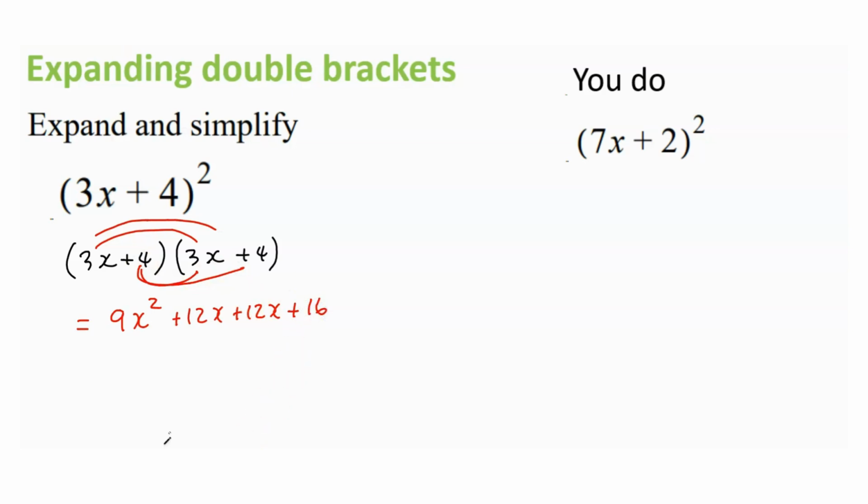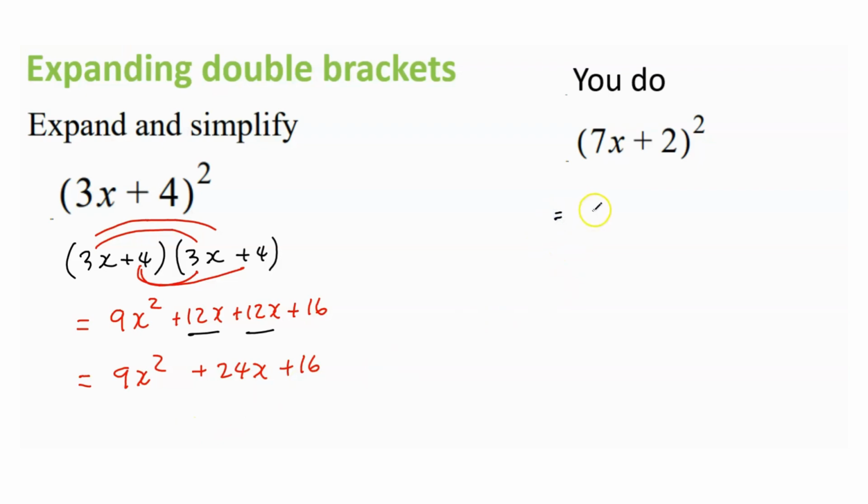So 12x and 12x here, they are like terms, so we can add them. Therefore, we get 9x squared plus 24x plus 16. Here's a practice question. Please press pause and have a go.